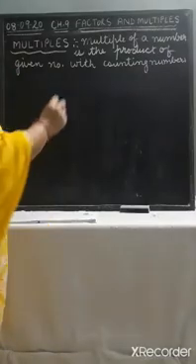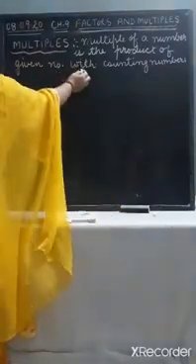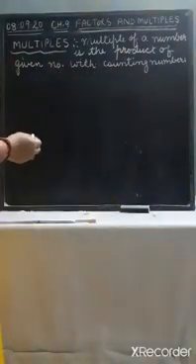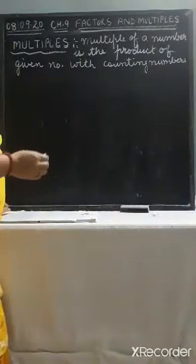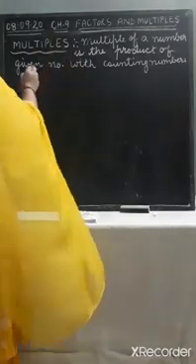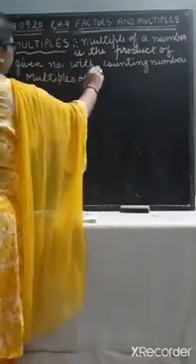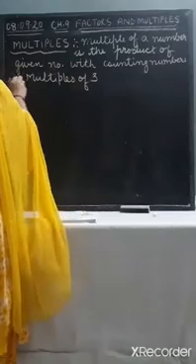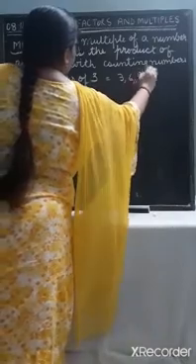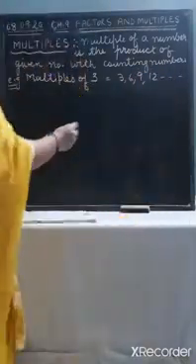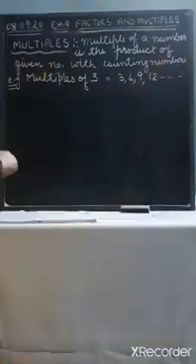What are multiples? A multiple of a number is the product of the given number with any counting number. The multiples of a number start from the number itself and go up to infinity. For example, multiples of 3 are 3, 6, 9, 12 and so on. Multiples of a number start from the number itself and go up to infinity.